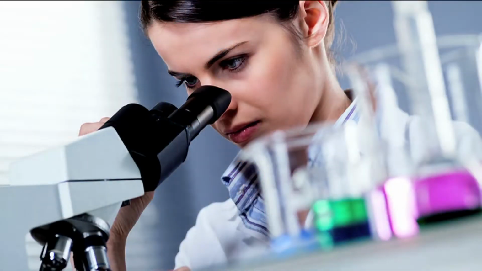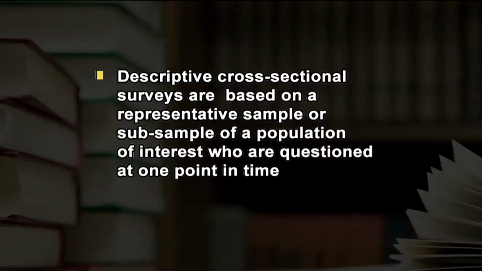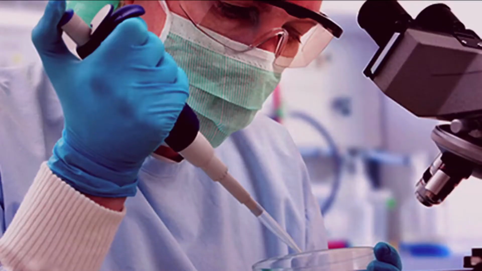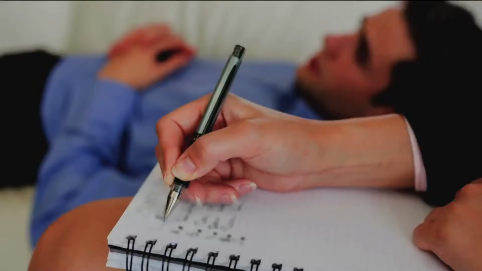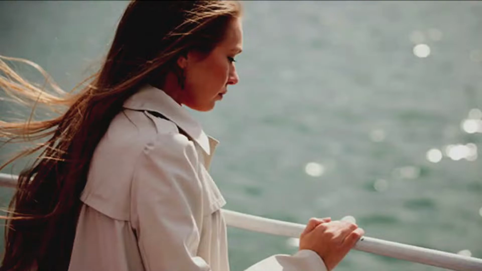Then we have surveys in epidemiological methods, such as descriptive cross-sectional surveys. Descriptive cross-sectional surveys are based on a representative sample or subsample of a population of interest who are questioned at one point in time. In epidemiology, the aim is usually to assess the prevalence of disease, associated factors and associations with service use. For the assessment of prevalence, these studies are sometimes conducted in two phases, in which a screening instrument like a questionnaire measuring depressive symptoms is used to identify people of potential interest who are then followed up and assessed in more detail.